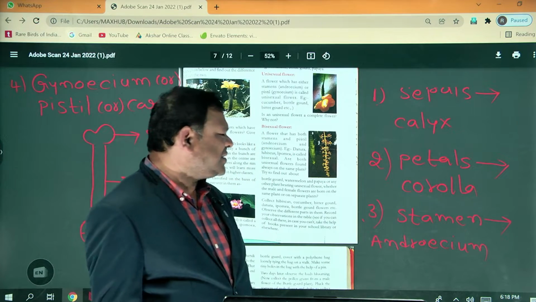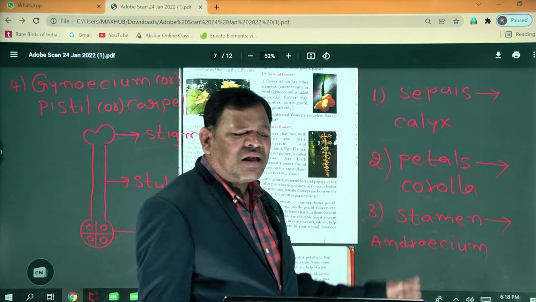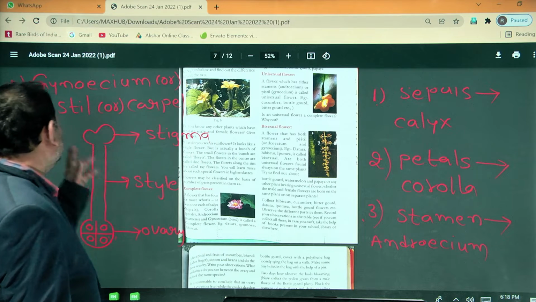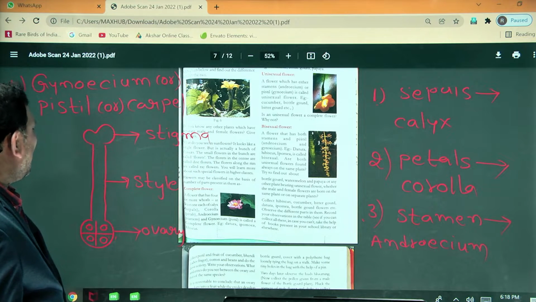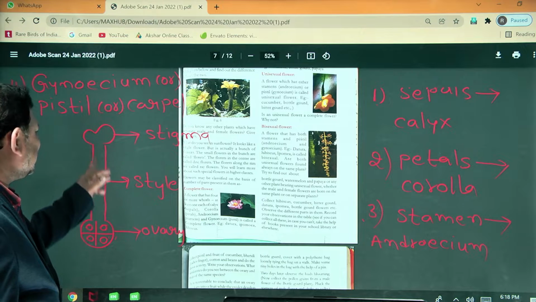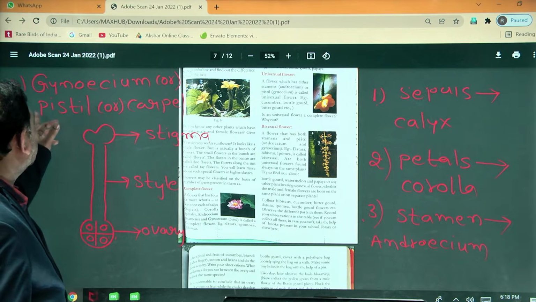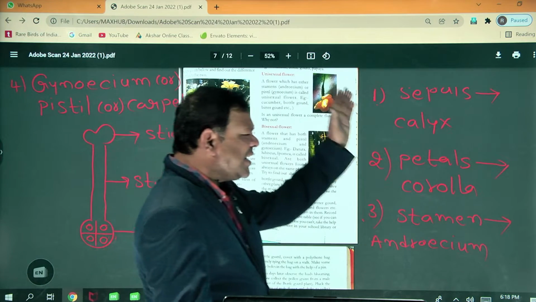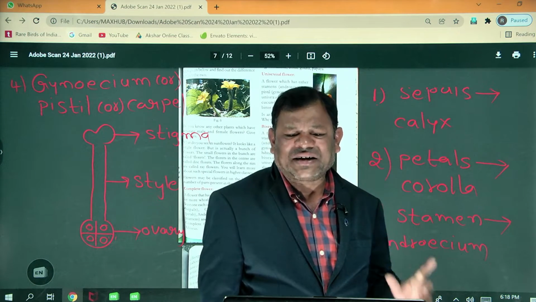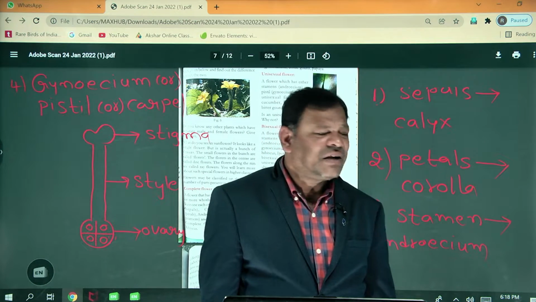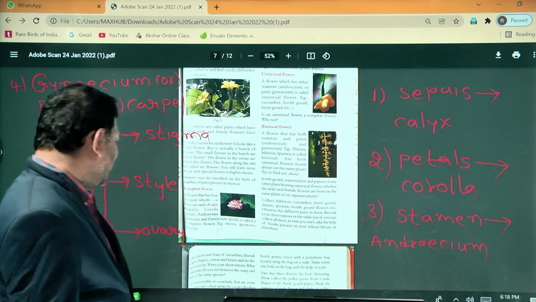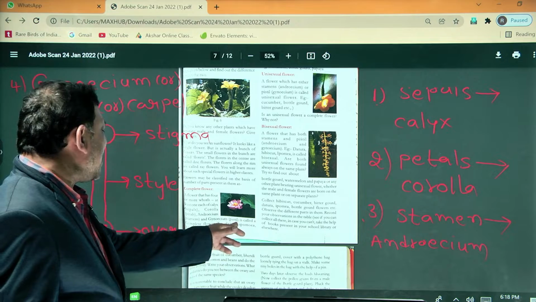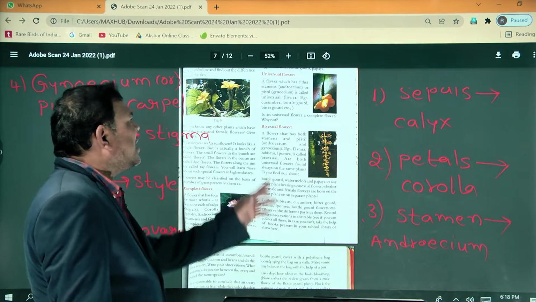The third row is known as the stamens. All the stamens united to form an androecium. The fourth row is known as the pistil. In the pistil, ovary, style and stigma are present. So the pistil is united to form a gynoecium. If the flower contains all the 4 parts, that is known as a complete flower. Examples of complete flower are datura, ipomoea and hibiscus.